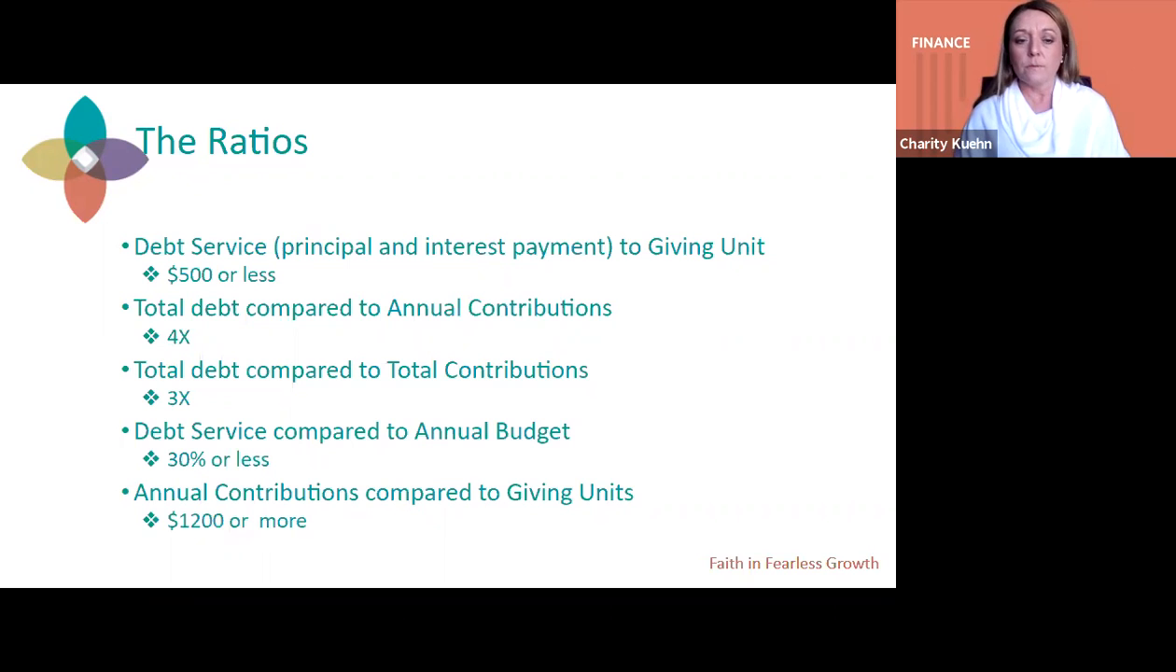The other ratios are pretty self-explanatory. The one ratio I want to point out that I like, because I think people relate to it, is that when you go buy your house, the bank oftentimes will say your debt to your annual income can only be 35 or 40% or whatever it is. In church lending, we don't want your loan payment to be more than 30% of your budget next year. So that's a very nice, easy number to calculate to kind of figure out what you can afford.